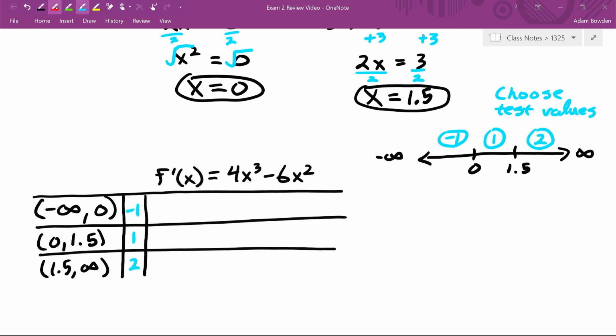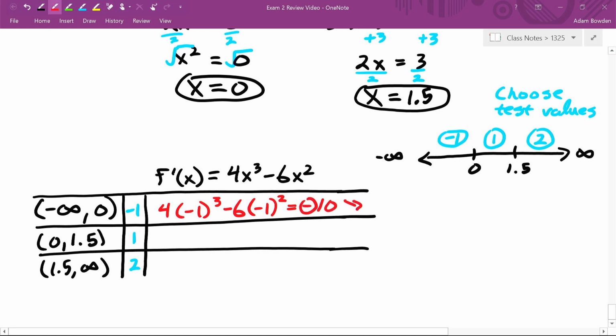If we start by plugging in -1, it would look like 4 times -1 to the third minus 6 times -1 squared. Again, I'm plugging that into the first derivative, f prime of x, to see if it's going to be increasing or decreasing. I came out with -10, and since it's a negative number, it's going to be decreasing in this interval. Now if I plug in +1 for x inside the derivative, it'll actually come out to be -2. So it's still negative here, still decreasing.